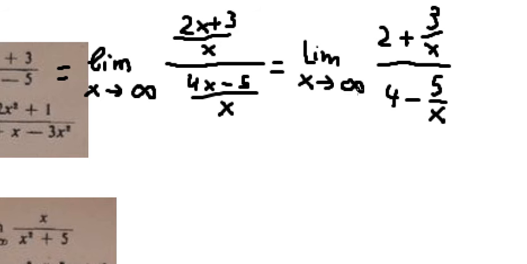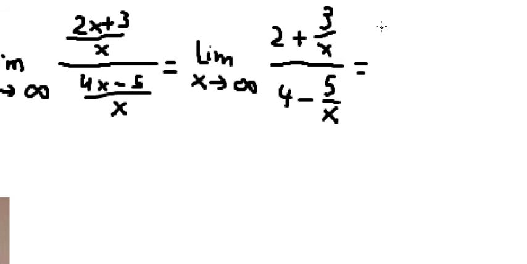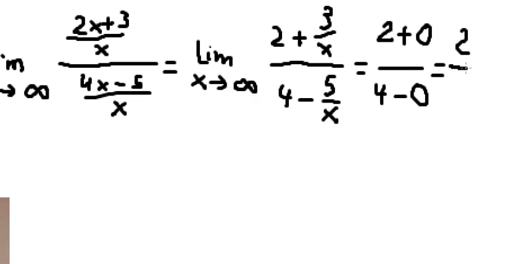When s approaches positive infinity, this one goes to positive infinity. The number 3 divided by positive infinity, you get 0. Similar for this one in here. So we will have 2 plus 0 over 4 minus 0. So we have 2 over 4, which is 1 over 2. And this is the answer for question number 1.